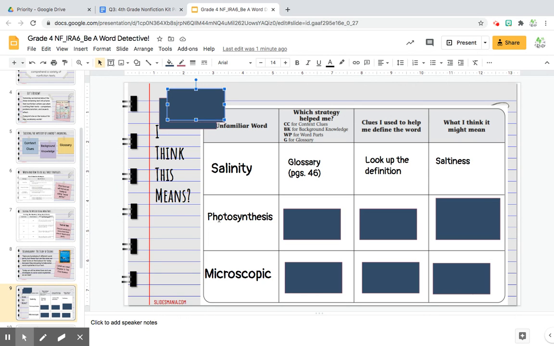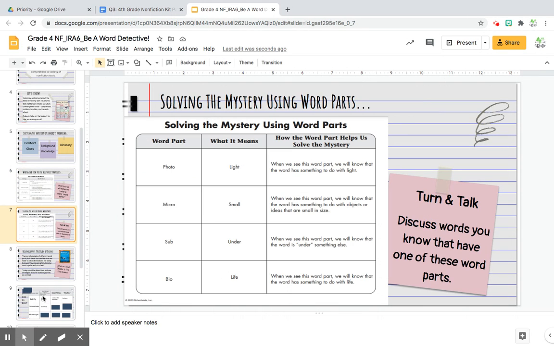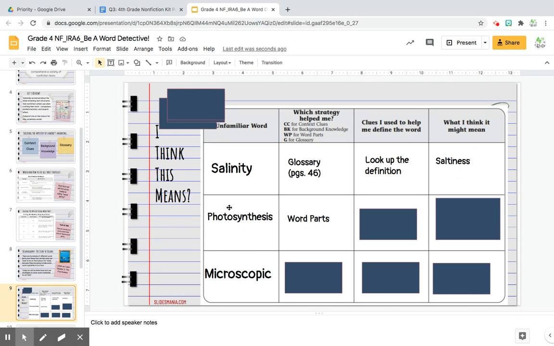So like I said before, I was getting ahead of myself here. I do notice this word is in bold, which means that it would be in my glossary, but I also notice that it has a word part here that we looked at earlier, photo. So let's go ahead and try using that word part to help us out. Well, what do we remember about photo? Let's go back for a second. Okay, we know here that photo has something to do with, what did it say? Light, right?